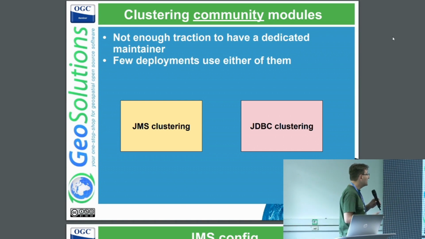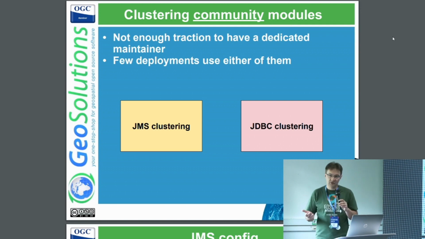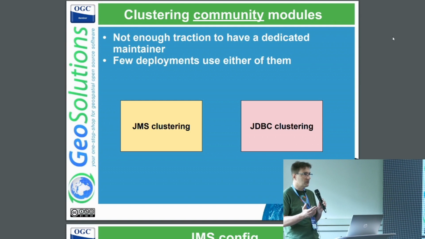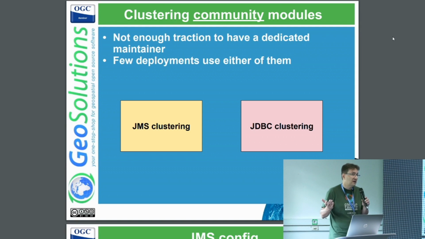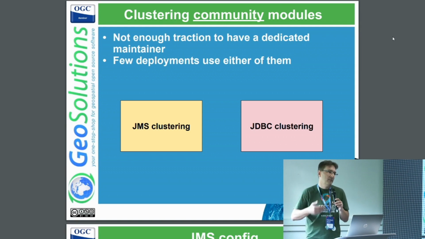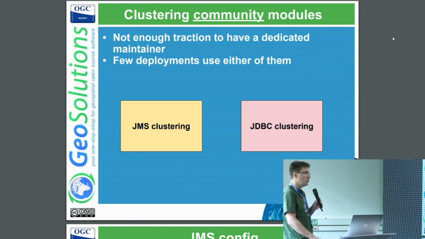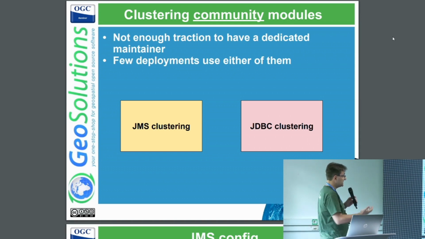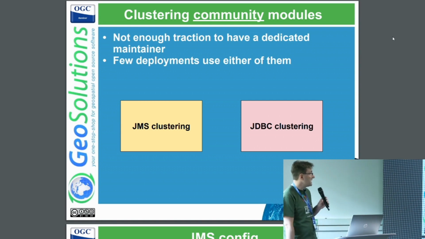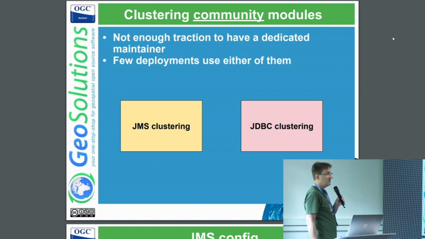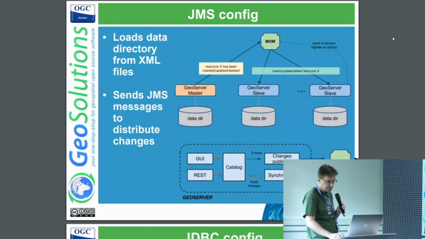JMS clustering is maintained by GeoSolutions when we have a need from a customer, which doesn't happen often. So, for example, for the past 6 months or more, it wasn't working anymore because of a change in XStream. We didn't notice because we don't have any customer using it, or at least in the version where it broke. And eventually someone told us and we fixed it, but for 6 months it was inoperational. JDBC clustering has a couple of sites that we know are using it, but again, no dedicated maintainer. There are a couple of developers that every now and then contribute changes, and that's it. So, not enough traction, and apparently they are going to stay there.